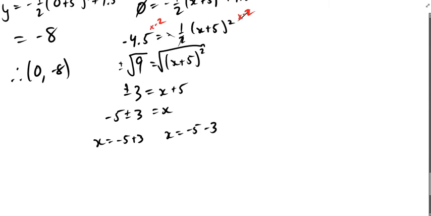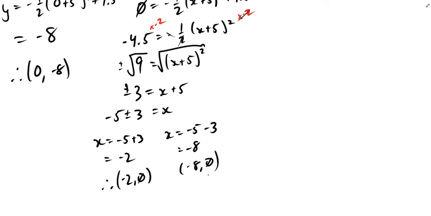Does that make sense? So negative 2 and negative 8. And again, if we graph that, that's what we'd see. We'd see those two answers. Any questions about that?